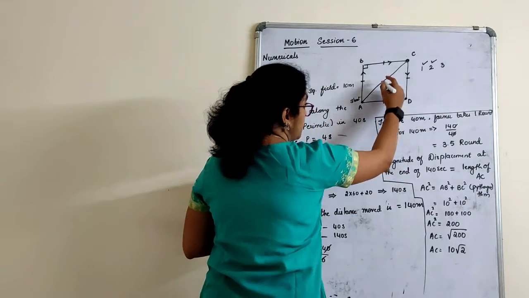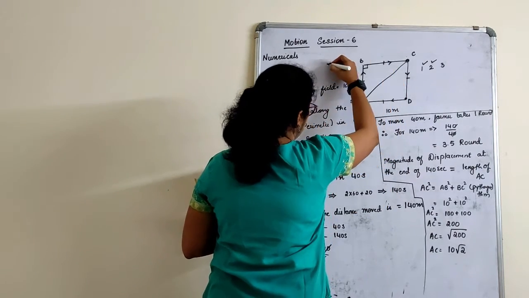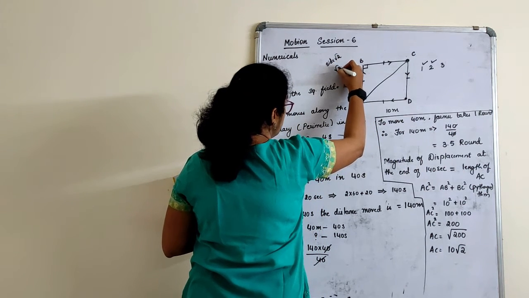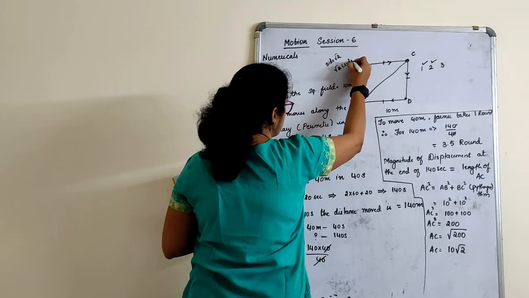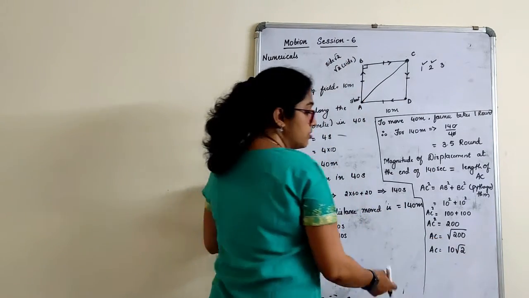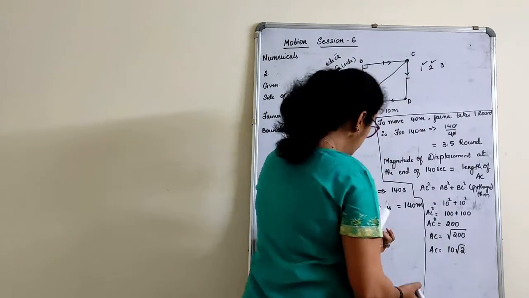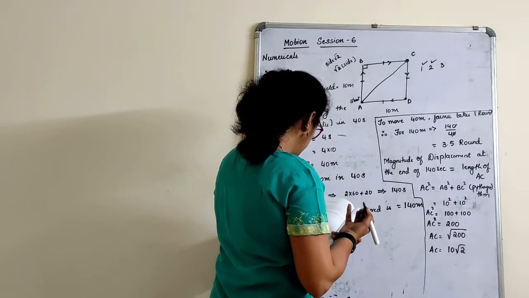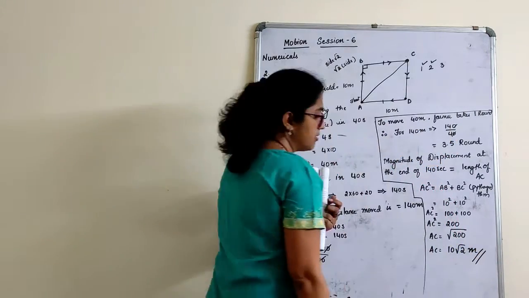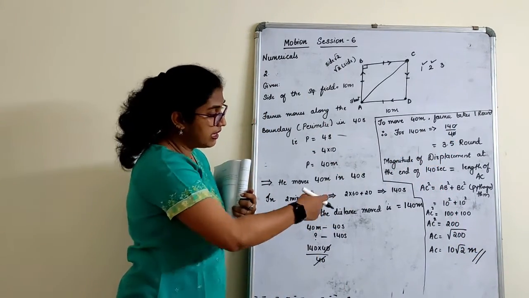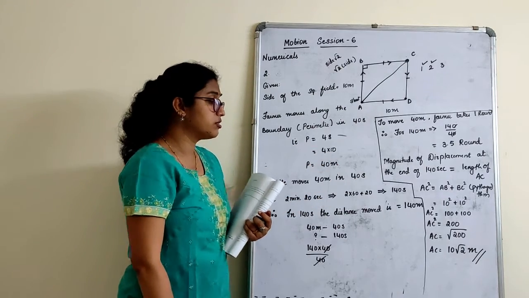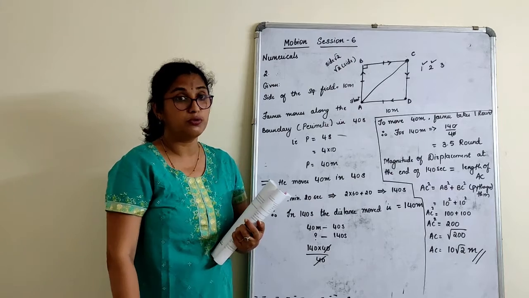So the diagonal of a square is always side root 2, or root 2 into side. That is how we write. Side is 10 here, and root 2. So AC is equal to 10 root 2 meter. What have they given? Meter. If you want, root 2 can be taken as 1.4 and you can multiply with 10 and write, or you can also keep the answer as 10 root 2 meter.